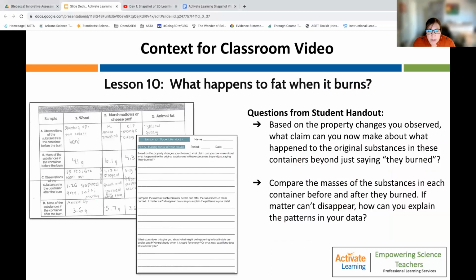And now that you understand the context, we're going to go a little bit more into what data the students were collecting before we watch this video.